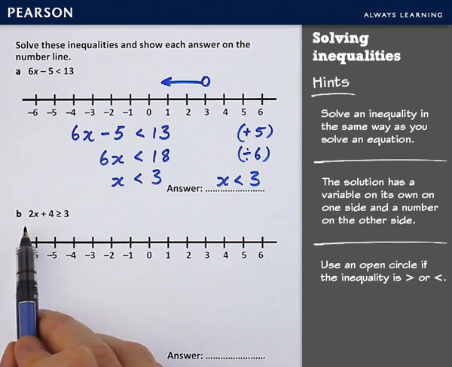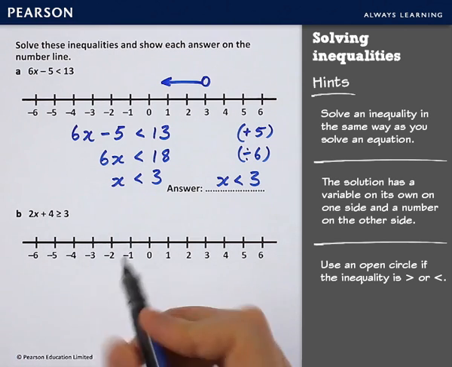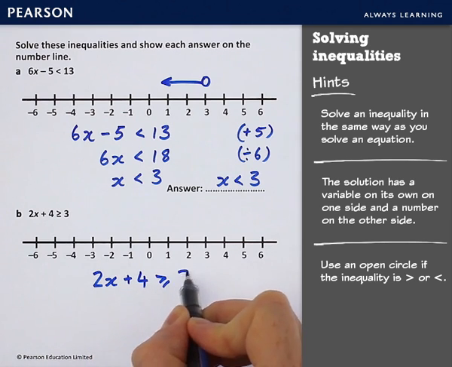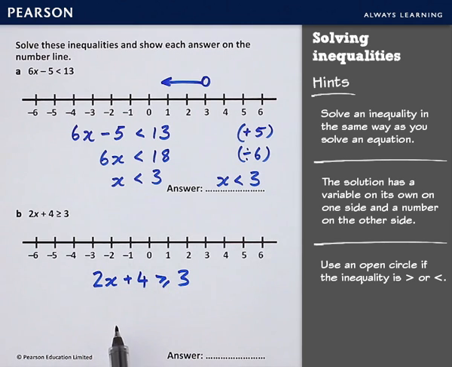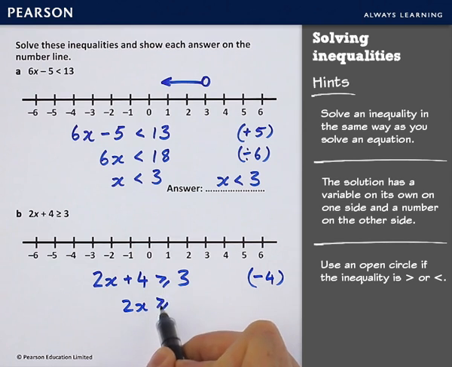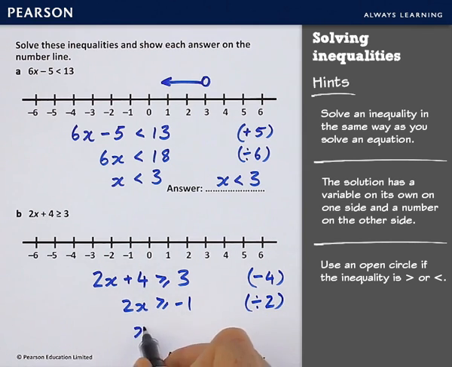Part B. 2x plus 4 is greater than or equal to 3. Solve this inequality in exactly the same way that you'd solve an equation. Start by subtracting 4 from both sides. Remember to write the inequality sign correctly in each line of your working. Then divide both sides by 2 to get x on its own.